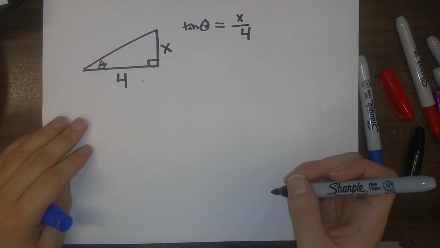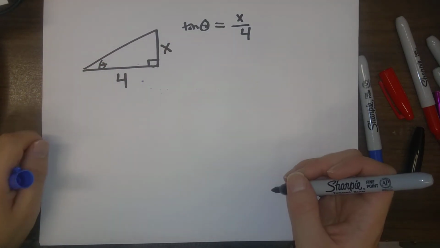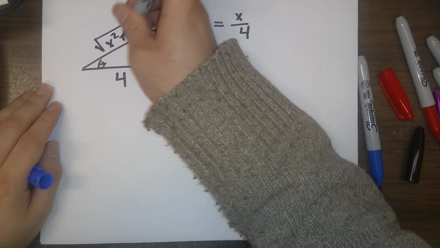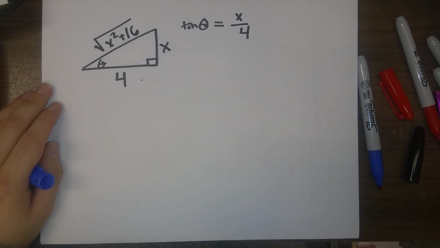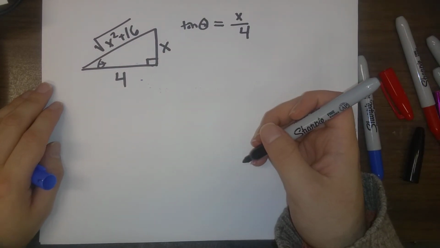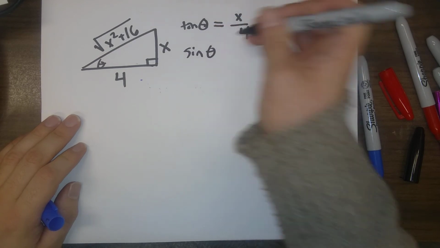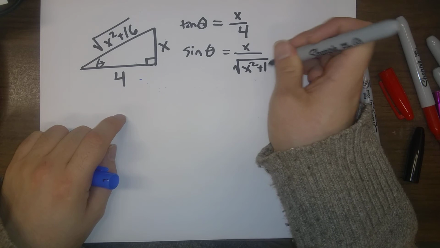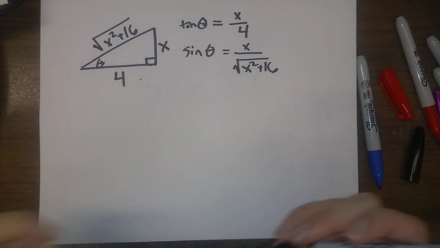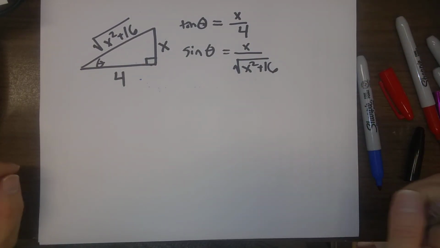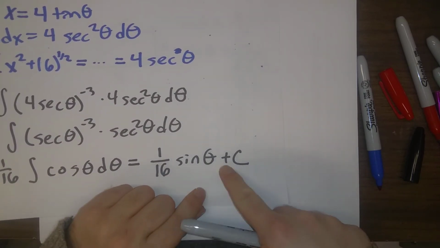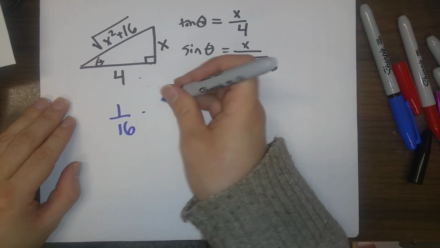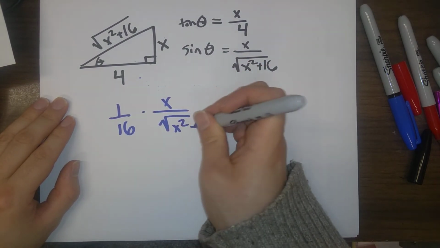Okay, here's a right triangle, and theta's there, such that tangent theta is x over 4. The Pythagorean theorem tells us the hypotenuse is the square root of x squared plus 16. And so from our triangle, we can see that sine of theta is x divided by the square root of x squared plus 16. So our final step would be to replace sine theta with x over the square root of x squared plus 16.